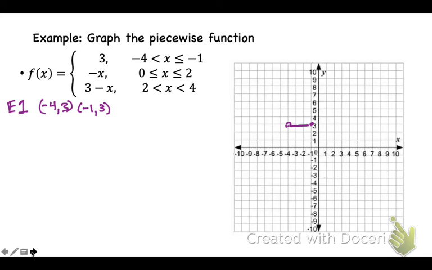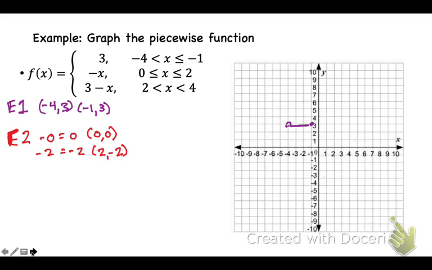We have to do the negative x one. Okay, so equation 2. And so I'm going to start with what? 0. So negative 0 is what? 0. So the point is 0, 0. What am I going to stop with? 2. So negative 2 is negative 2, right? So it's 2 comma negative 2.